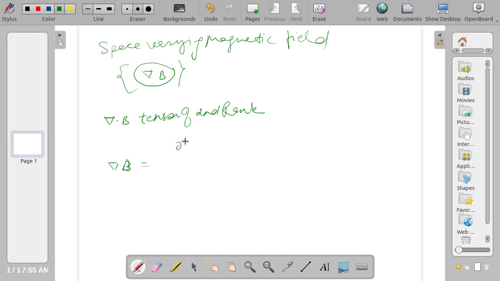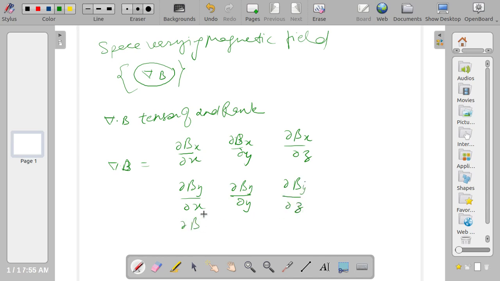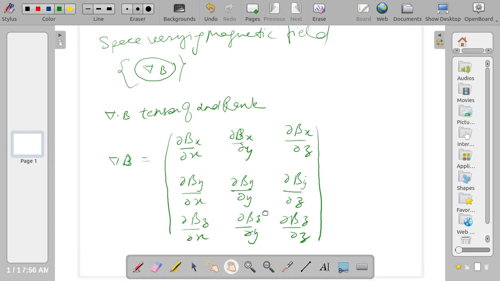In that form, this del B can be expressed as curly Bx over curly x, curly Bx over curly y, and curly Bx over curly z; curly By over curly x, curly By over curly y, and curly By over curly z; and curly Bz over curly x, curly Bz over curly y, and curly Bz over curly z. I will express it in this form.